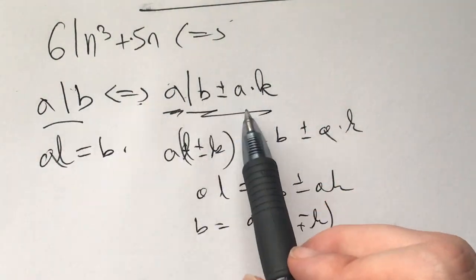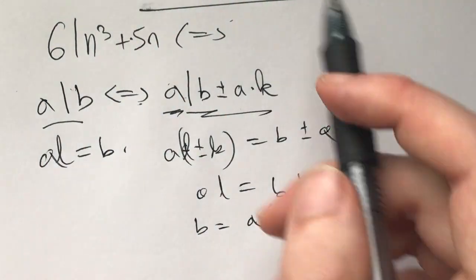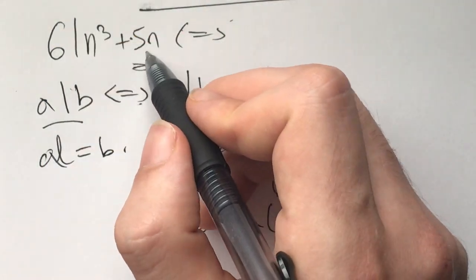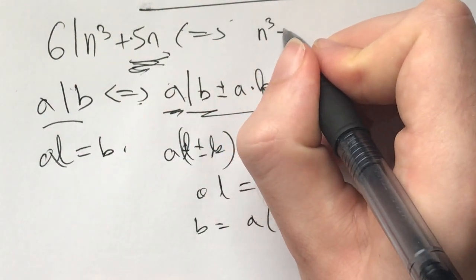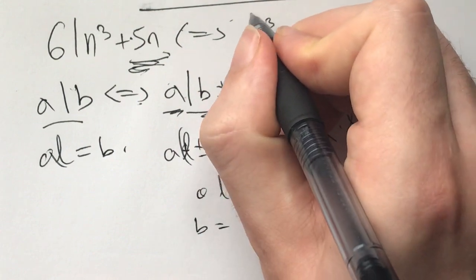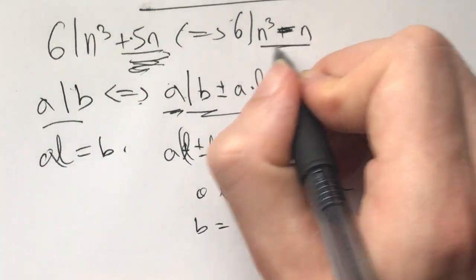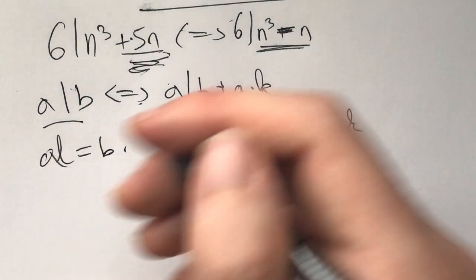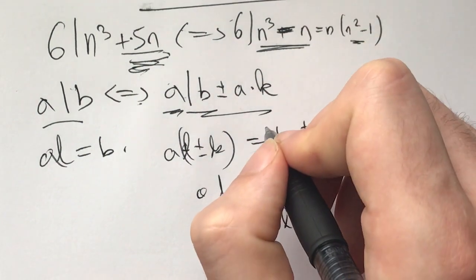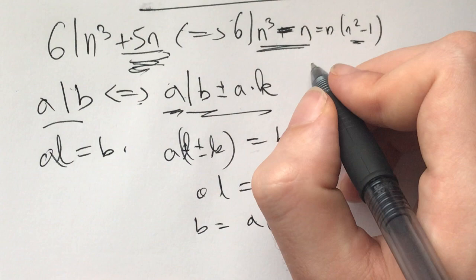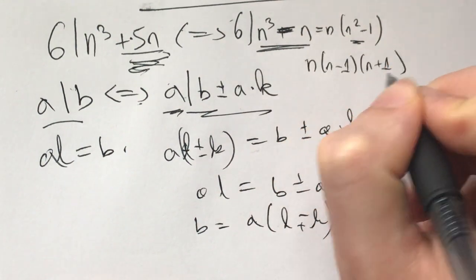And this is something we use when trying to solve these divisibility problems, especially at the introductory level. So now this is true if and only if we subtract 6n, if and only if 6 divides n cubed minus n. And why do I subtract this? Because this is much nicer to factor. In fact, this is n times n squared minus 1. And now do you recognize this? Well, it's a difference of squares. And this is equal to n times n minus 1 times n plus 1.